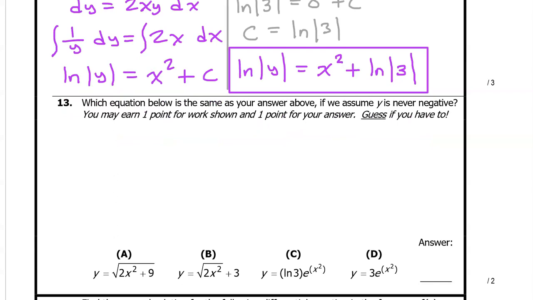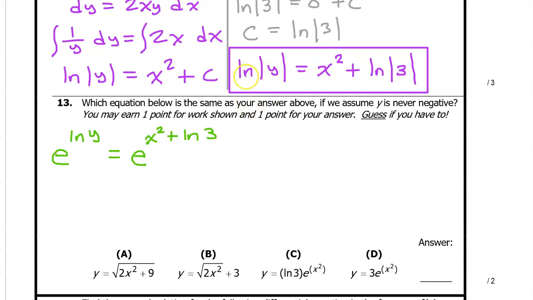Number 13. Which equation below is the same as your answer above if we assume y is never negative? So let's solve for y. We will not need the absolute value symbol since we're assuming that y is never negative, and we didn't really need the absolute value symbol here at all because 3 is obviously positive. So we want to get y by itself.